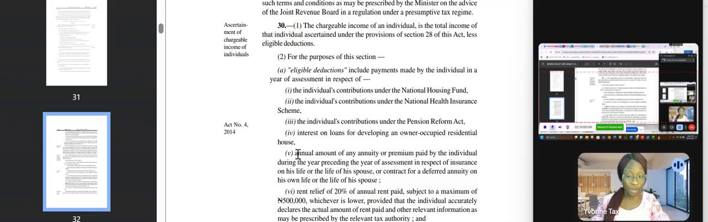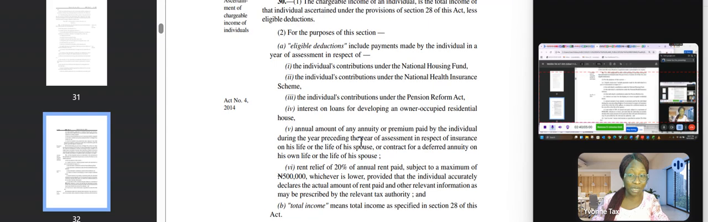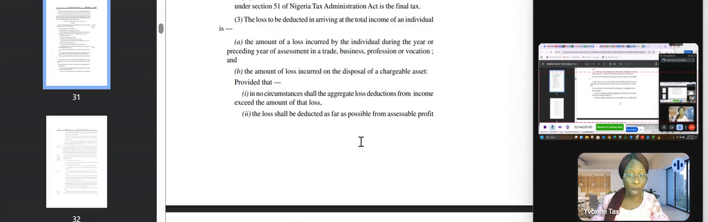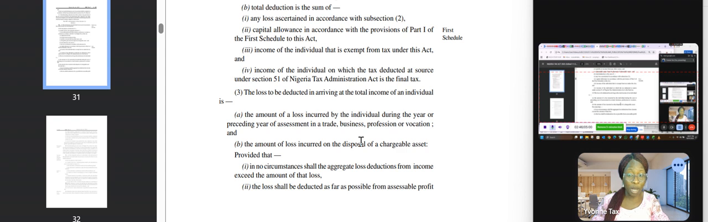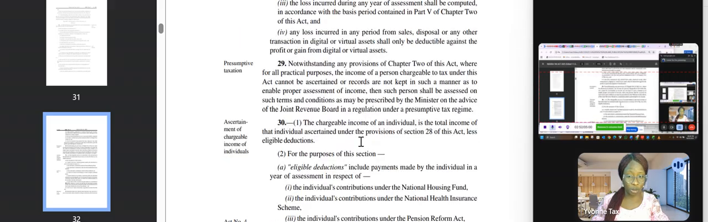A landlord is building his house and he takes a loan. Then we also have annuity or premium paid by an individual. Then the fifth is now rent relief. These are your eligible deductions, which is different from section 28 that has to talk about total deductions that are deducted from the total income minus total deductions before you now do eligible deductions.